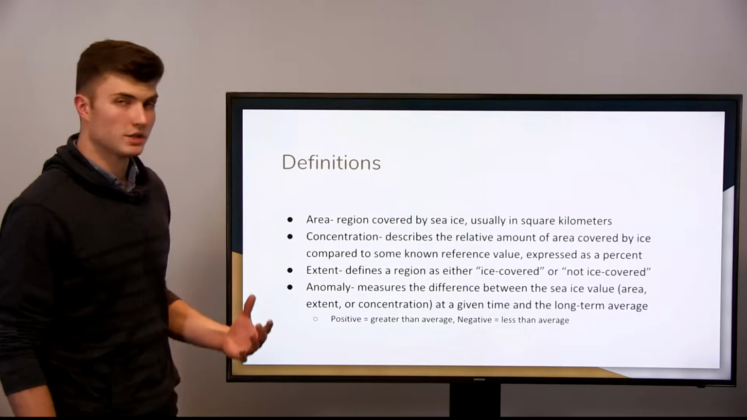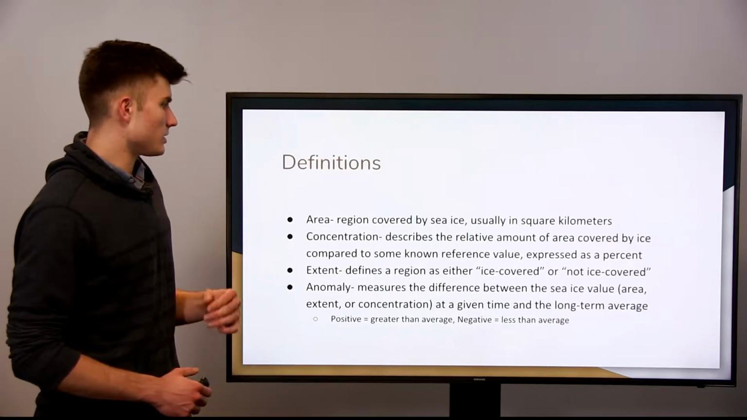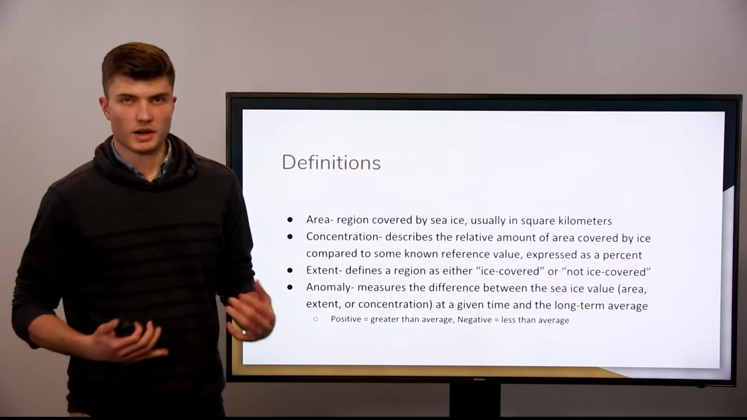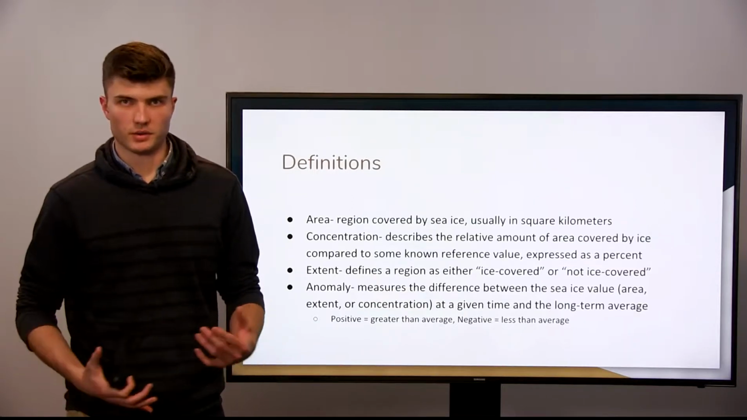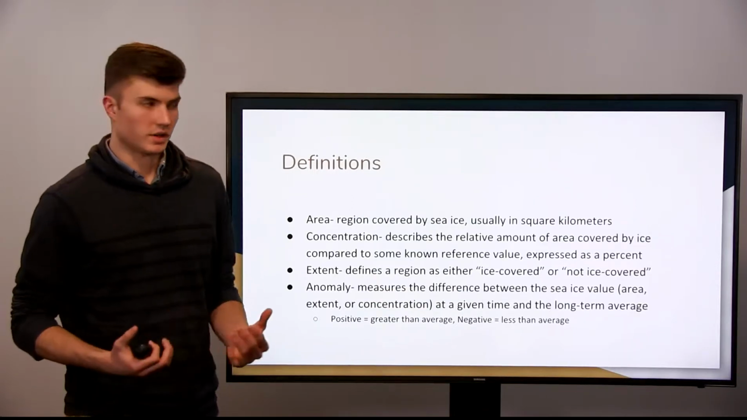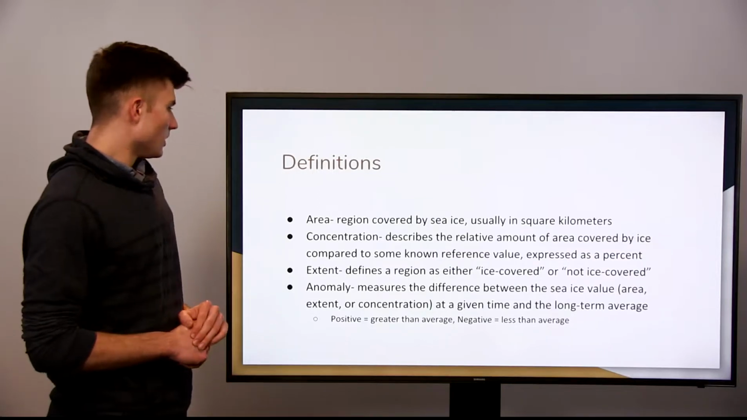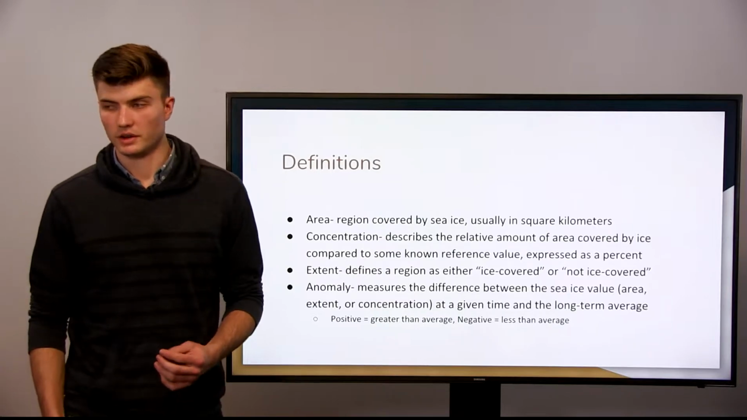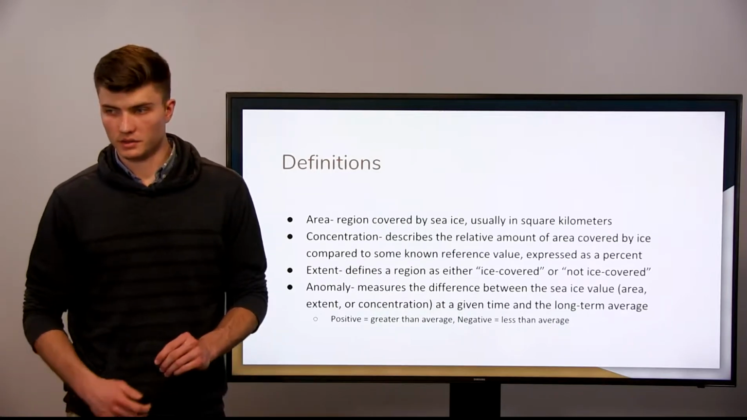Next we see concentration, which basically describes the relative amount of an area covered by ice compared to some reference value that we would know, and it's usually expressed as a percent. Then next we go into extent, which basically just defines the region as either ice covered or not ice covered.